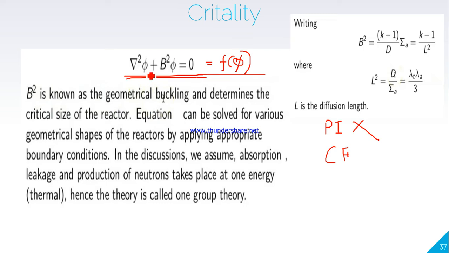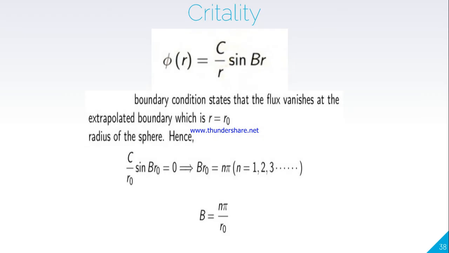So the auxiliary equation is D square plus B square is equal to 0. So D is equal to plus or minus i times B. With the boundary conditions, if you solve, finally the general solution of this will come like this, and this C is an arbitrary constant.